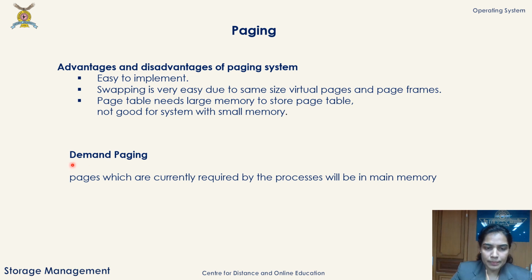There is one more concept next to paging, that is demand paging. Now in this technique, the process resides in a secondary memory. They are loaded in the memory only on demand, not in advance. So the pages which are currently required by the process will be in the main memory. This will help to increase the degree of multitasking, and the pages which are not required by the currently executing process will be on the secondary storage device.